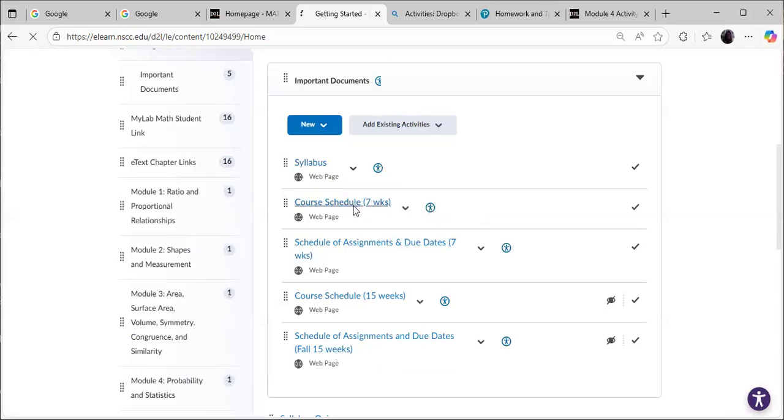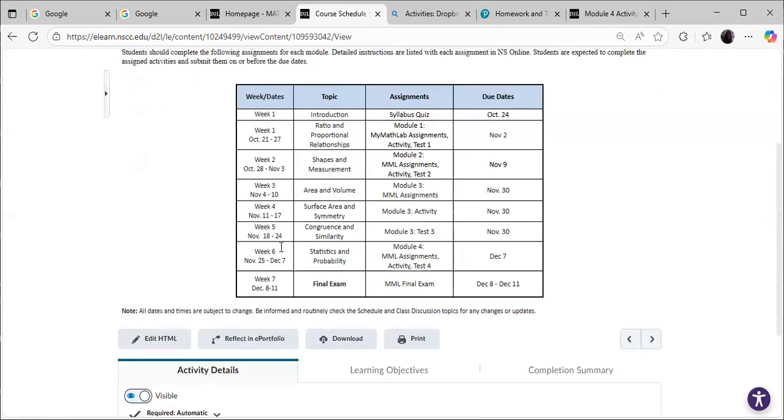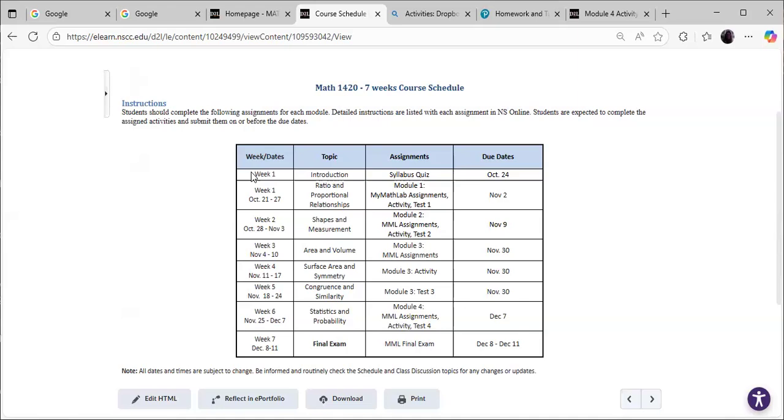The next thing is the course schedule. I suggest printing that off as well. This is a kind of a pacing guide for you. So in week 1, I want you to do the syllabus quiz. That's due October 24th. And I also want you to start your ratio and proportion. That's in module 1. Everything is due November 2nd for ratio and proportion.